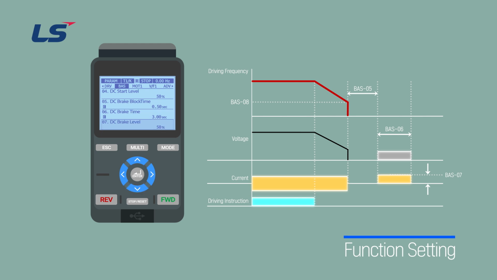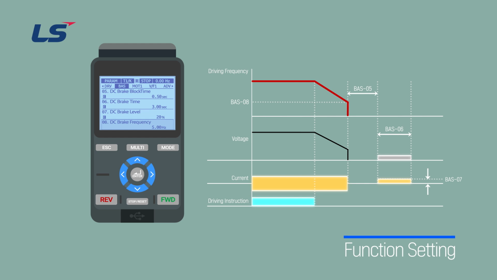In BAS Group 7 DC brake level, pressing the Enter key will display the screen to set the amount of DC braking. Use the arrow keys to set it and press the Enter key to complete the setting. The braking amount can be set from 1 to 200% depending on the equipment condition.